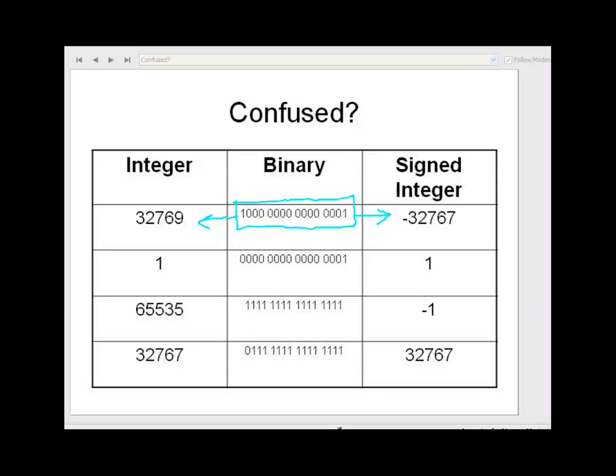Similarly, this second number here, in integer, it's 1. In signed integer, it's also 1. But look at this number here. In integer, it looks like 65535. But in signed integer, it looks like -1. Very different numbers. Hopefully, the PLC keeps track of what's what. Sometimes it doesn't.